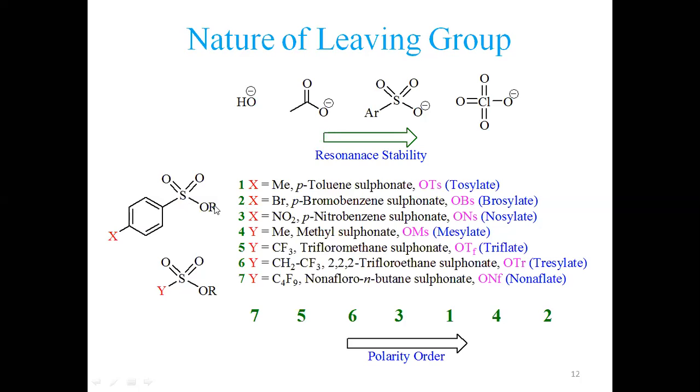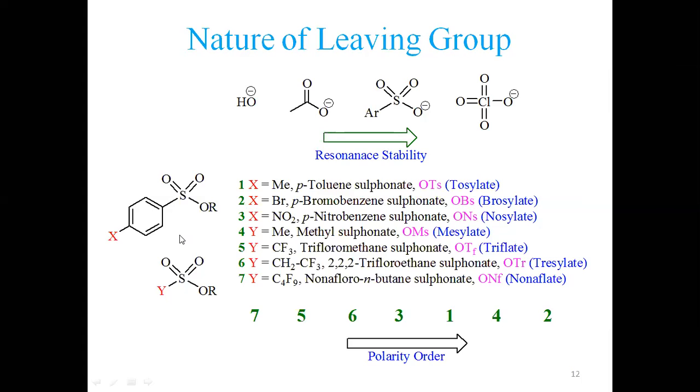So polarity is changed. The nitro group has zero inductive effect because it is opposite to this group, but it has a minus R effect, meaning electron withdrawing by resonance. So in that case, this is more reactive, and it shall make more polarization between this oxygen and carbon bond.